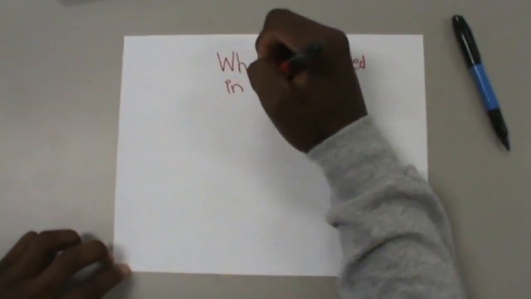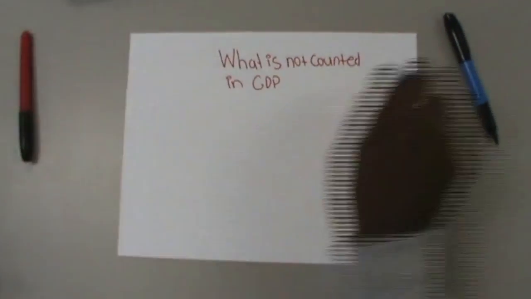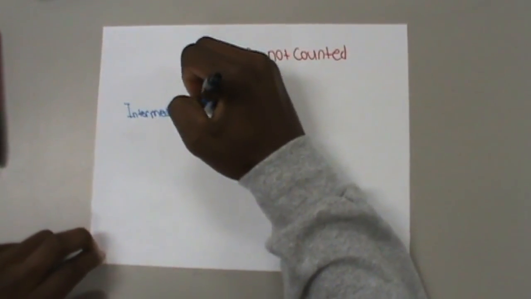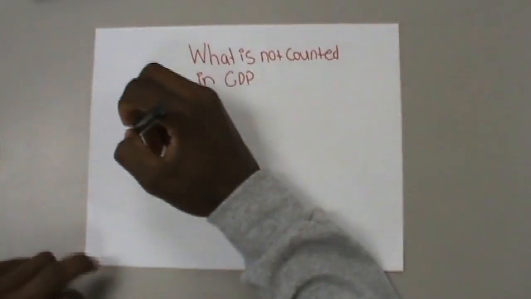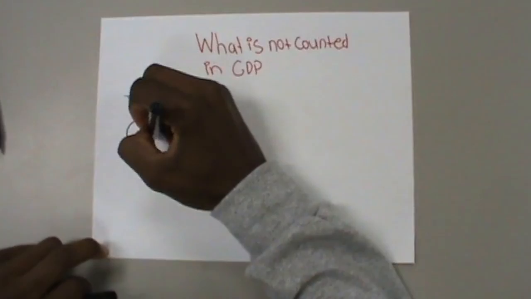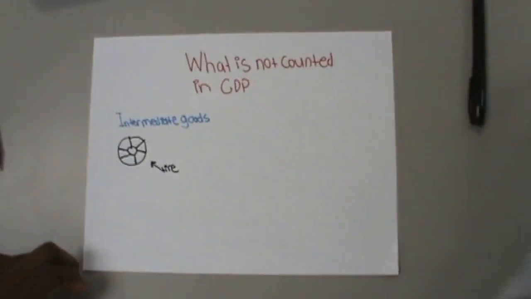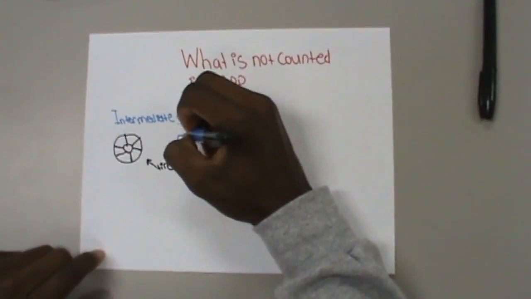Things that are not counted in GDP are grouped into three categories. These categories are intermediate goods, non-production transactions, and non-market activities. Intermediate goods include goods that have not yet made it to the production side of their lifespan, where they are ready to be sold.